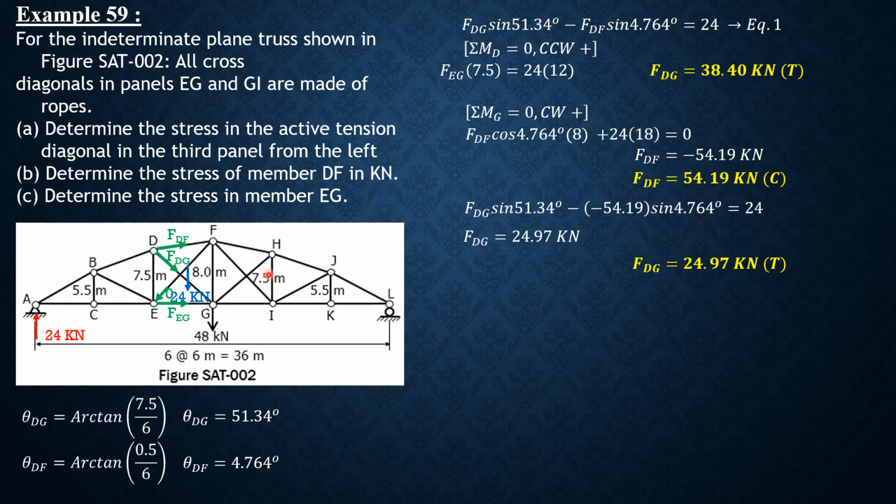It's a matter of statics. So the principle is the same: the vertical component of the active tension diagonal should be equated to 24, but because the member DF is not horizontal, it has a vertical component, so using statics, we have to subtract the vertical component of FDF from the vertical component of FDG before equating it to the panel shear at this third panel from the left. Then the rest will be statics. That's it.